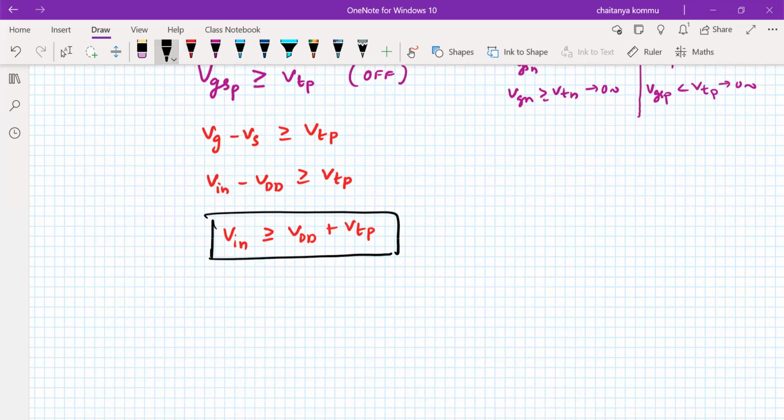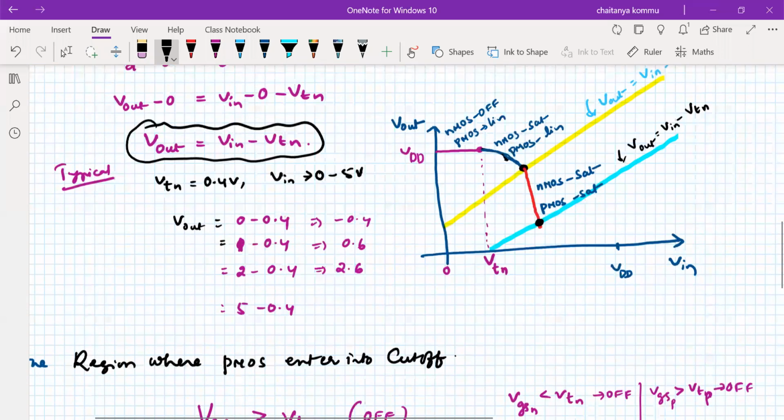That means VDD should be less than VTP. So the VTP value is negative actually. VTP value is a negative value. For example, input voltage 5 volts. What is the value of this VTP? Plus minus 0.4. Okay? That means 5 minus 0.4, that is 4.6. So at the 4.6 voltage, let us assume this is VDD, less than threshold voltage, for example, up to this point.